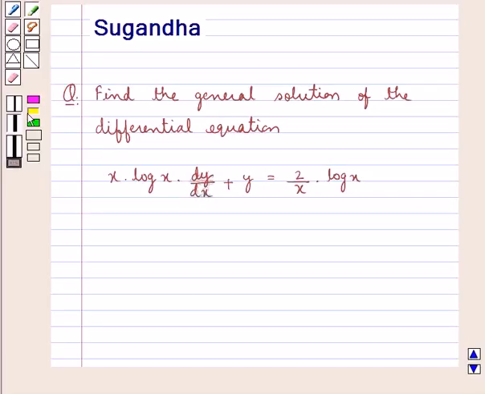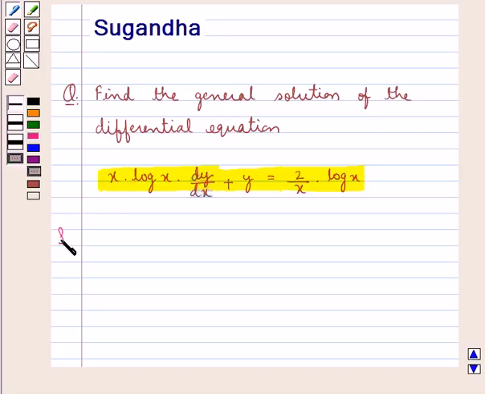In this session, we discuss the following question which says, find the general solution of the differential equation x log x dy by dx plus y is equal to 2 upon x log x. Let's proceed with the solution now. The given differential equation is x log x dy by dx plus y is equal to 2 upon x log x.